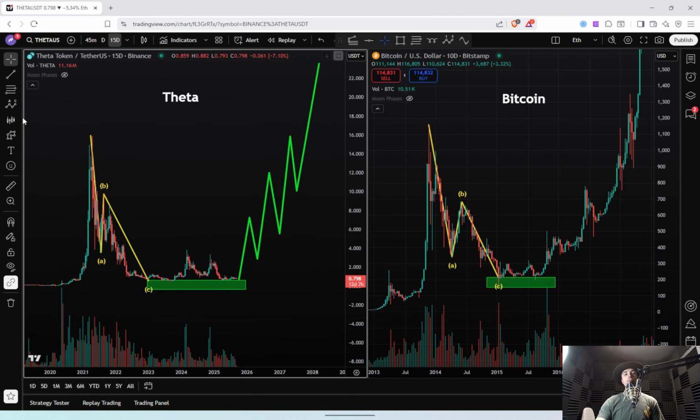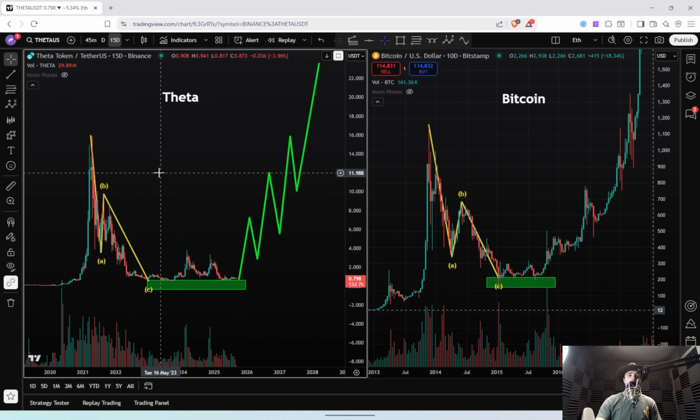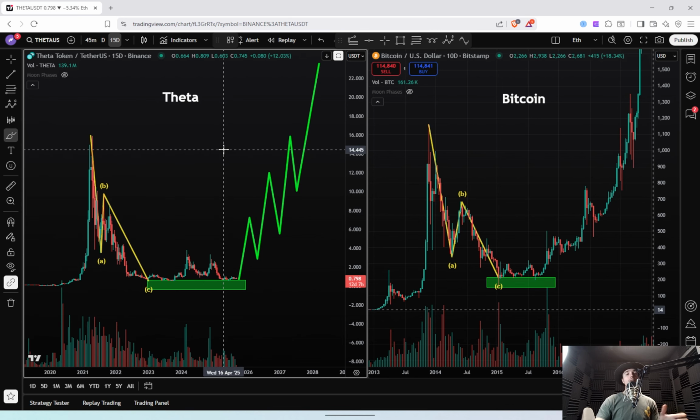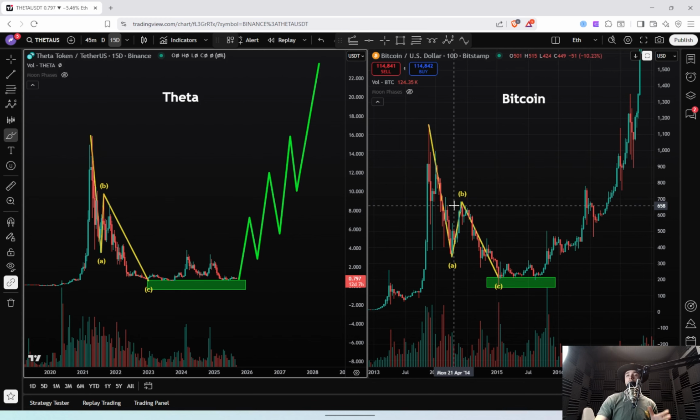So as you can see, we have Theta over here on the left and Bitcoin over here on the right. And I want to show you this fractal comparison to give you an idea of what's coming for Theta. So the first thing that you can see is just how similar these two charts really are. We have Bitcoin on the right and Theta on the left.